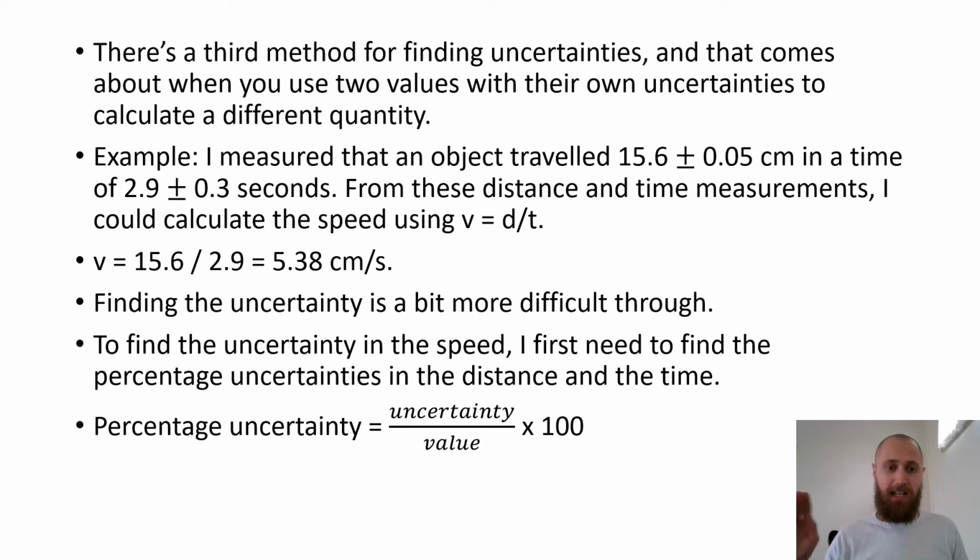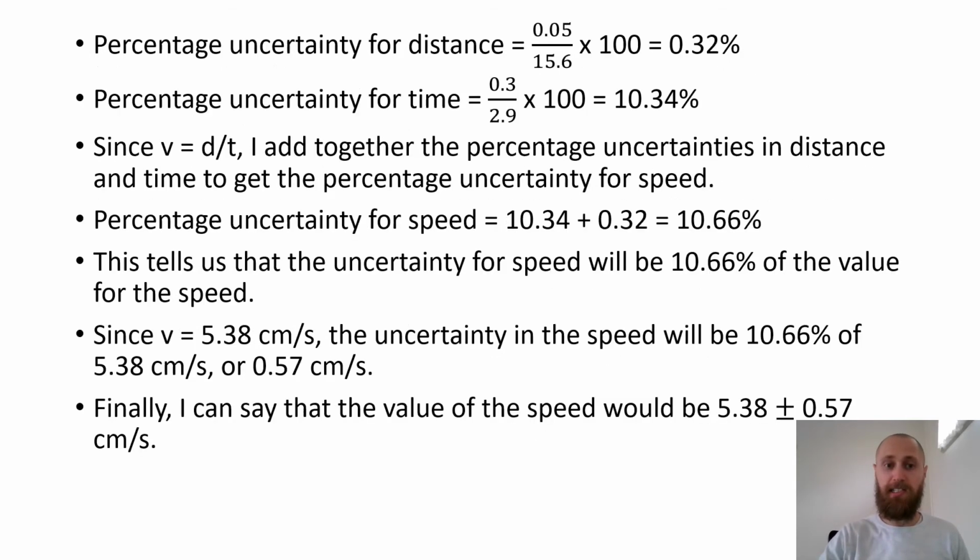But then I want to also find the uncertainty in my speed, and that's going to be a bit more involved. So to find the uncertainty in the speed, I'm going to first need to find the percentage uncertainties in the distance and the time. I've got my equation for percentage uncertainty there. It's that the percentage uncertainty in some quantity is its uncertainty, sometimes we call that absolute uncertainty, divided by the value that we've got for that particular quantity times 100. I'll show you how to use it on the next slide.